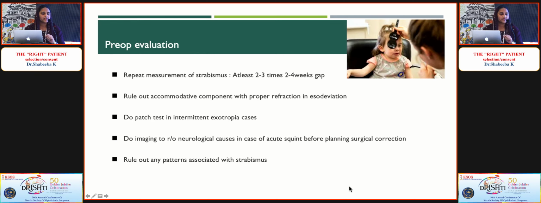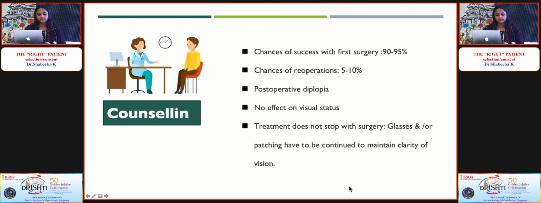And if a patient presented with acute strabismus, usually we plan surgery in that case after 6 months only. And before taking the case for the surgery, we have to do imaging to rule out any neurological causes and rule out any patterns or vertical strabismus associated with the horizontal deviation. And counseling is an important part.